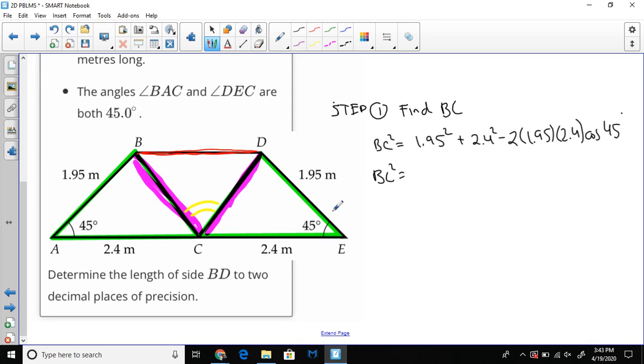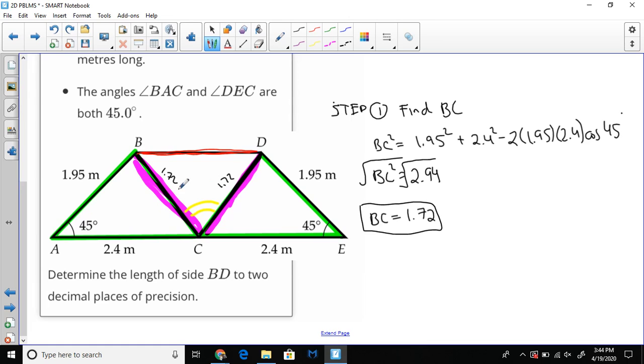So I got 2.94 approximately, and then square root that. So the length of BC is approximately 1.72. Let's just leave it at that. So that's 1.72, and this is 1.72, because these triangles are the same. Everybody cool with that?